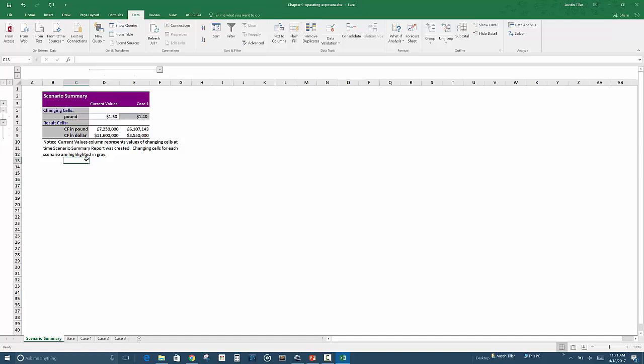Let's go back to the base case, tax base. Now we're going to add case 2 and case 3. Go back to the what-if analysis on the data, click it back in the scenario manager. Case 1 is still there. Let's just add another one, so press add. Case.